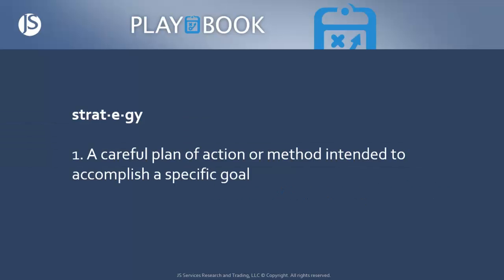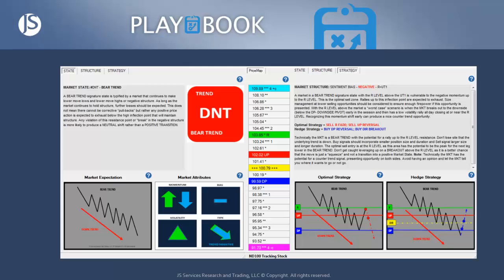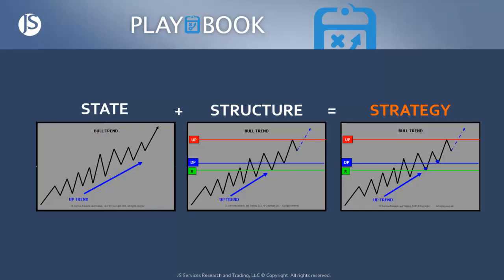Strategy: a careful plan of action or method intended to accomplish a specific goal. JSServices Market Strategy Analytics provide a fact-based strategy guide to the opportunities that are most likely to occur as the result of the current market state and structure dynamics. How it works is that the Market Strategy Analytics interpret JSServices market color and price map results and determine the best opportunities for the trade period based on the unique characteristics of the market state and structure bias.